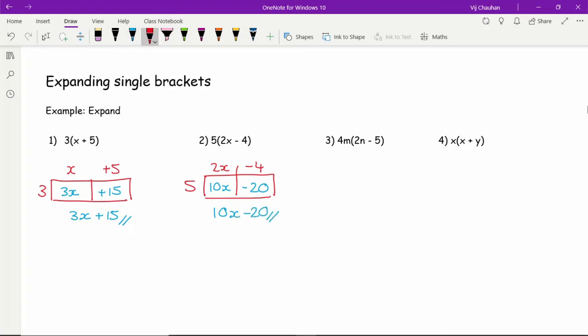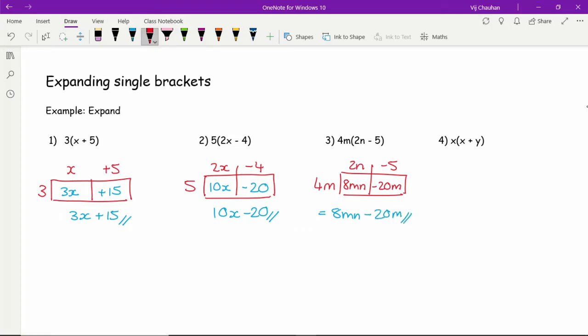Similarly for question 3, I've got 4m outside the bracket, and I've got a 2n and a minus 5. Again, you can only multiply numbers with numbers, letters with letters. So I've got 4 times 2, which is 8, and m times n, which is mn. And then I've got 4 times minus 5, which is minus 20, and I've just got an m. So the final answer here, I'm just noticing I've not done the right colour, is 8mn minus 20m.